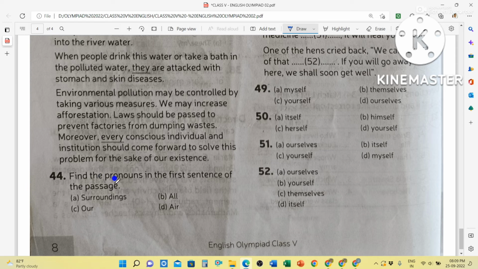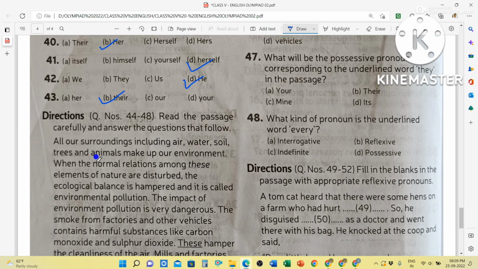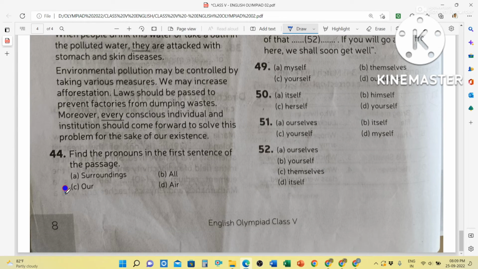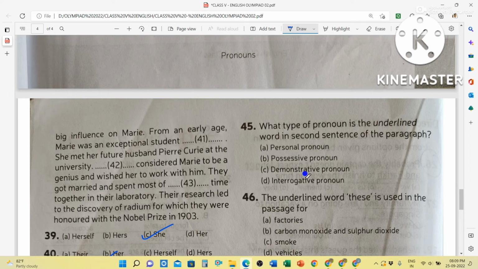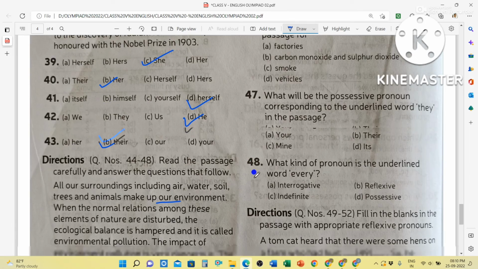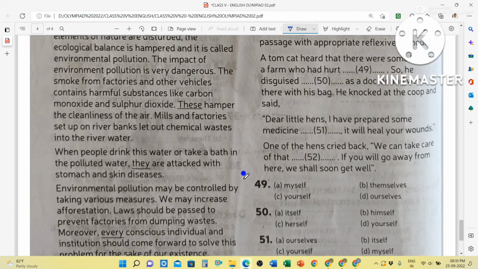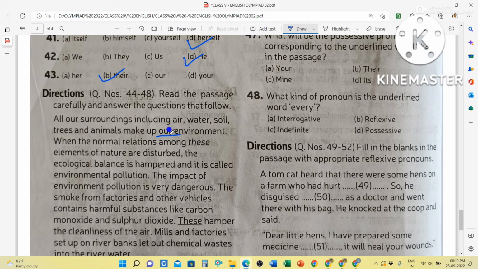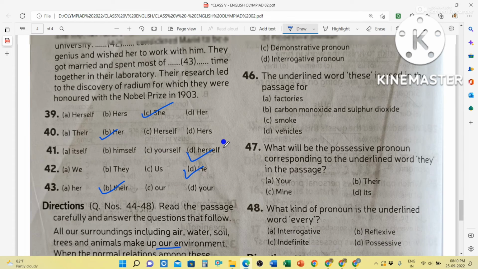Now, question number one, find the pronouns in the first sentence of the passage. The first sentence is: all our surroundings, including air, water, soil, trees, and animals, make up our environment. Our is the possessive pronoun, so it will be our. Next, what type of pronoun is the underlined word in the second sentence of the paragraph? There is no underlined word, but the pronoun is in: when the normal relations among these elements. These means demonstrative pronoun.